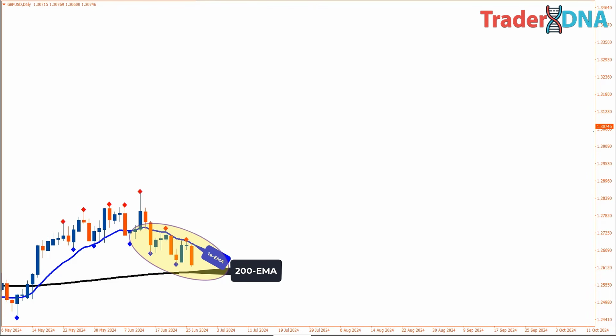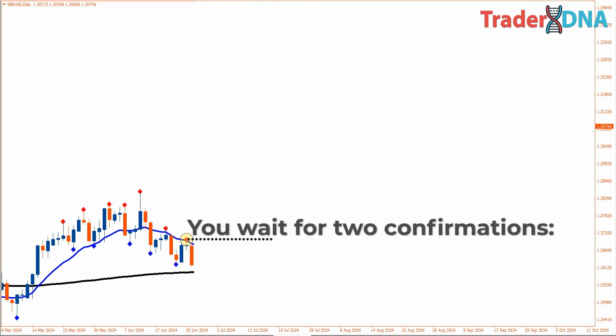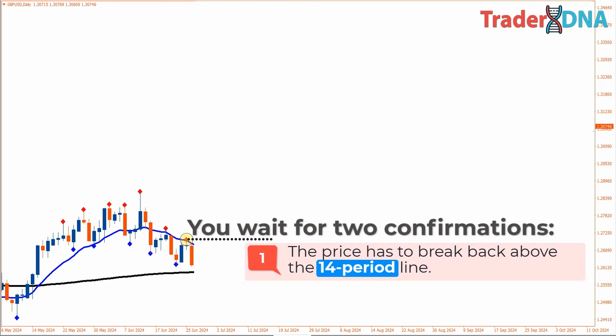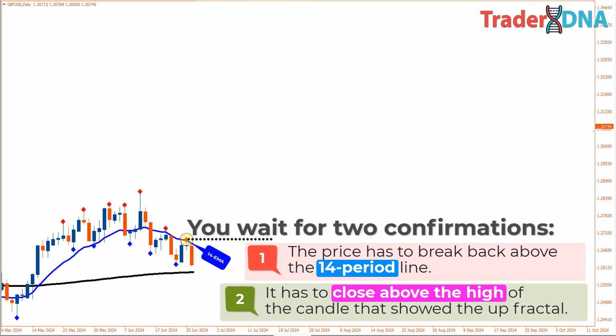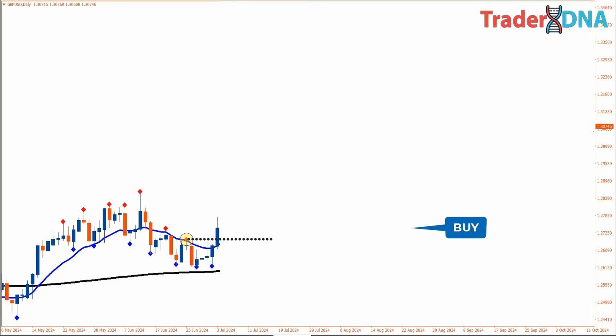While it's dipping, you might see an up fractal arrow appear. That's like the market whispering, hey, I might be getting ready to go up again. But don't trade just yet. You wait for 2 confirmations. First, the price has to break back above the 14 period line. Second, it has to close above the high of the candle that showed the up fractal. When that happens, boom. That's your signal to enter a buy trade.